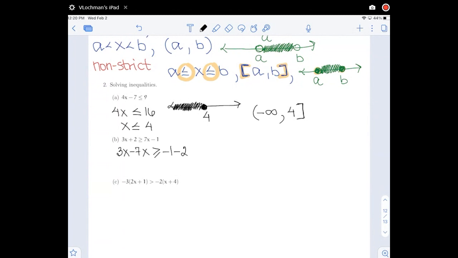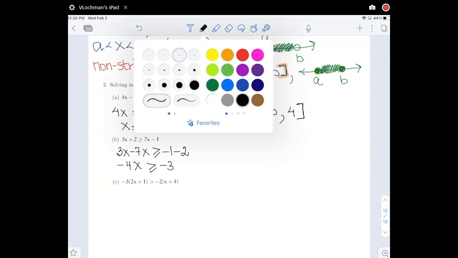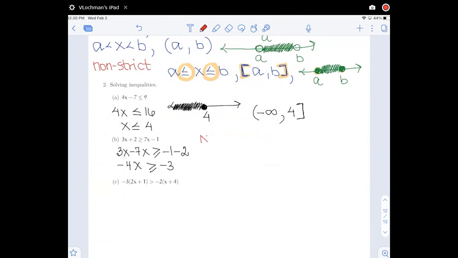Okay, so what happens here? We get 3x minus 7x, that's going to be -4x greater than or equal to -3. Now, this one is important. We're going to make a note here.